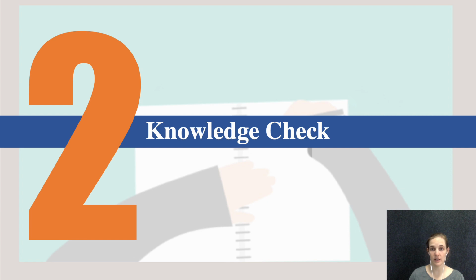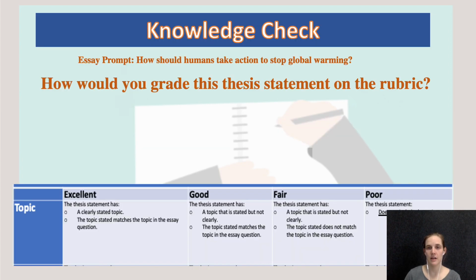Finally, let's use the knowledge you have acquired about the parts of the thesis to grade a thesis statement using the rubric. I encourage you to test yourselves and make sure you have understood the key parts. Please feel free to pause or rewind the video before trying to answer this for yourself. In this module, we are focusing on the key parts of an essay, so we will only use the rubric to evaluate the topic, claim, transition phrase, and supporting details. The essay prompt in this example is, how should humans take action to stop global warming?